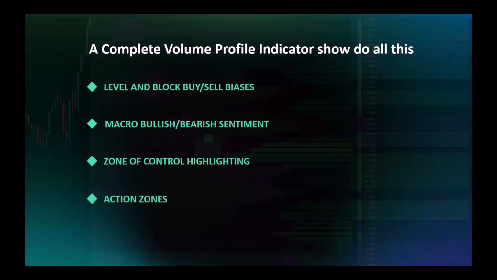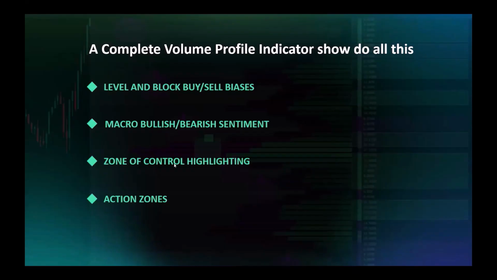We believe that a complete volume profile indicator should show you, in addition to these price levels and how much volume there was, also whether there was a bias towards buyers or sellers in any given price level. What is the overarching trend? Are we rather bullish or bearish from a longer term point of view? Where is the zone of control?